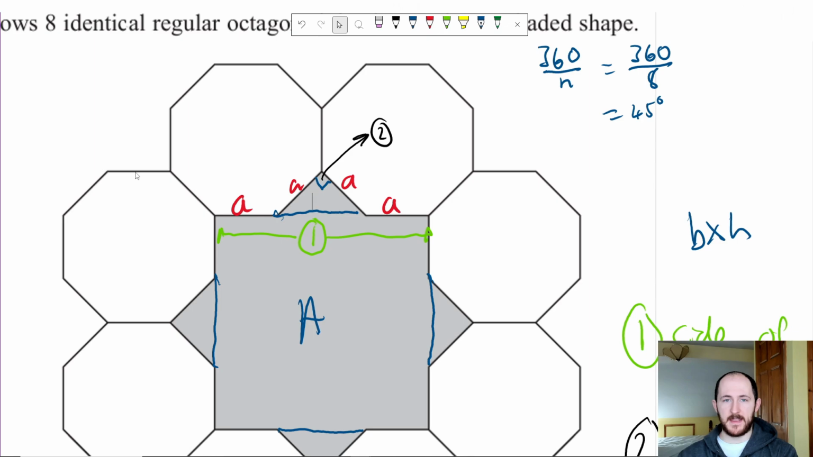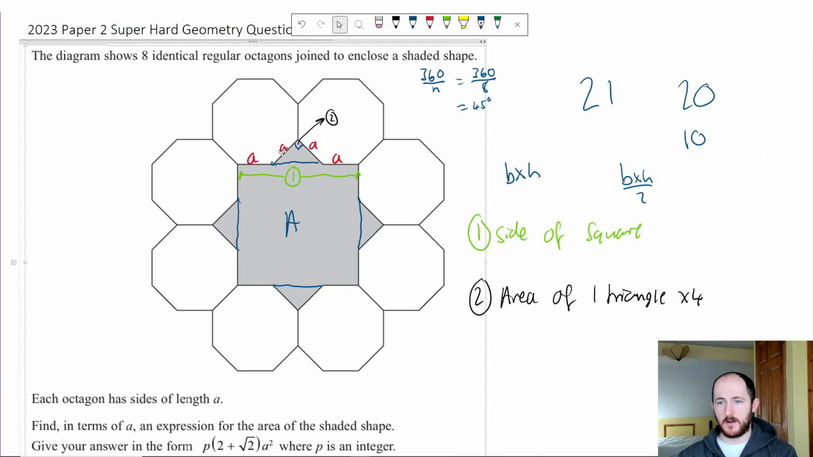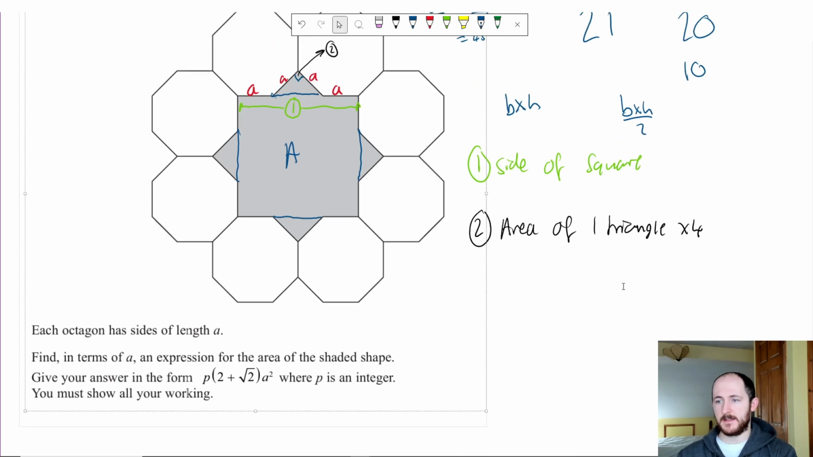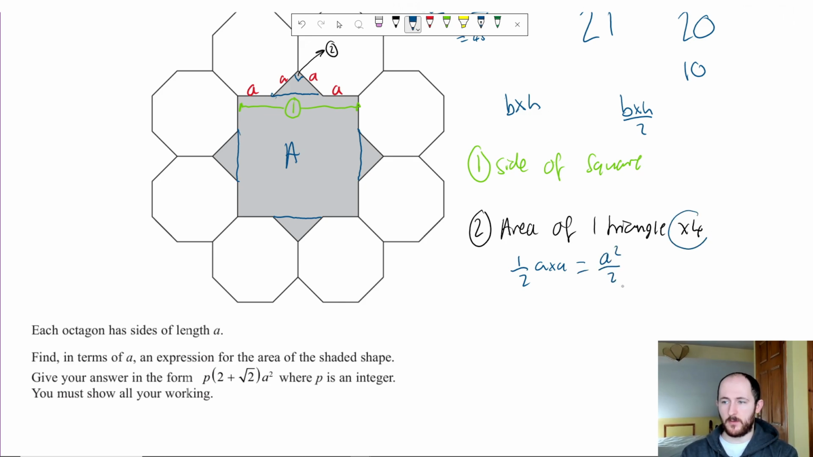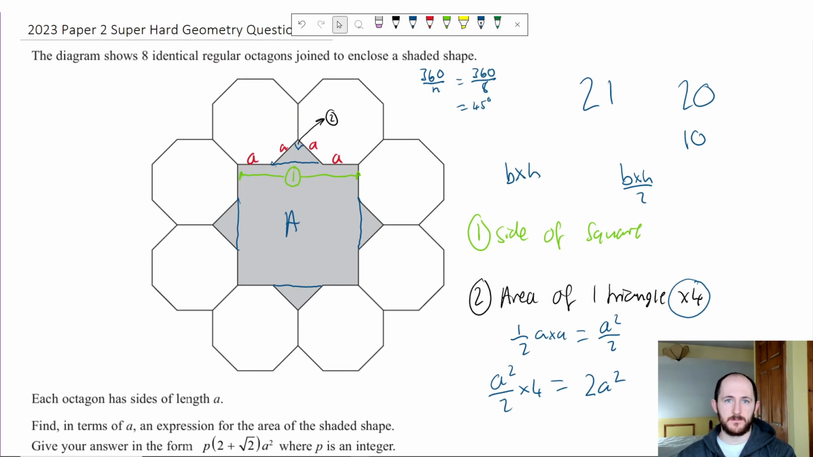So now working out the area of the triangle is actually pretty easy, because we can just do a half times A times A. So we can fill that in right now. A half times A times A, which is A squared over 2. Then because we have 4 of them, we're going to do A squared over 2 times 4. Just so you're aware, I've already gained 2 marks. All I've done is work out the area of a triangle and times it by 4.